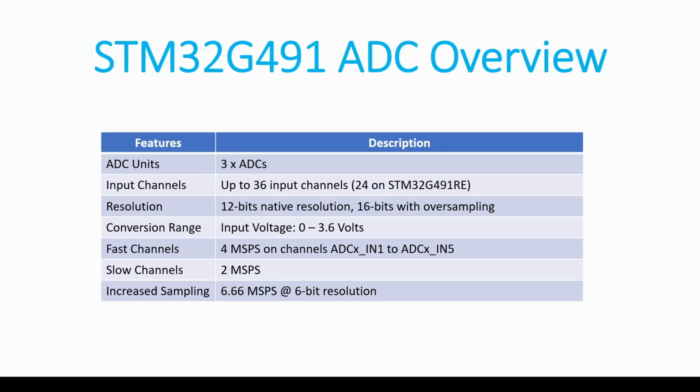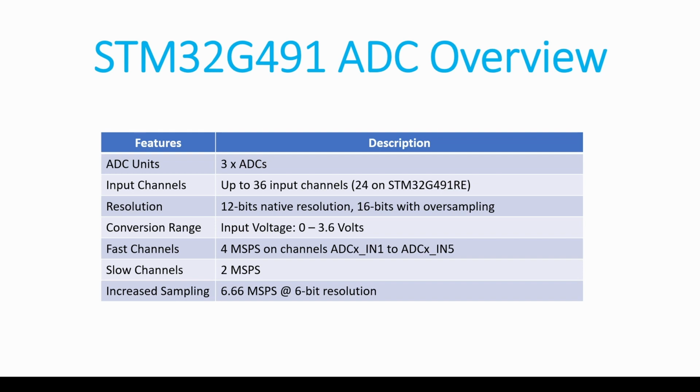Every chip is a little different, but on my chip, the STM32G491RE, there are 3 individual ADC modules fed from up to 36 different input channels. The ADCs have a native 12-bit resolution, which can be increased through oversampling up to 16 bits. Most importantly, the ADCs can reach speeds as high as 4 megasamples per second at the native 12-bit resolution.